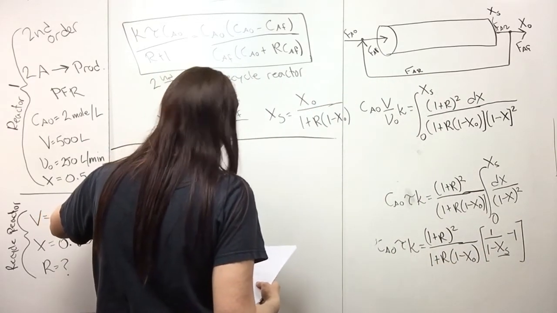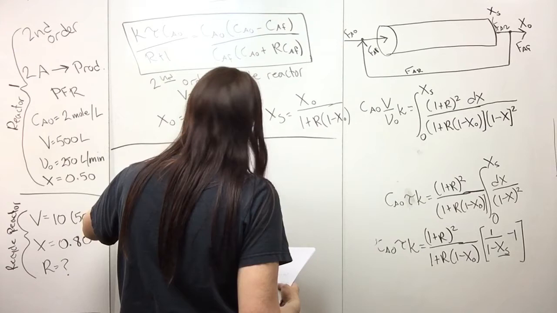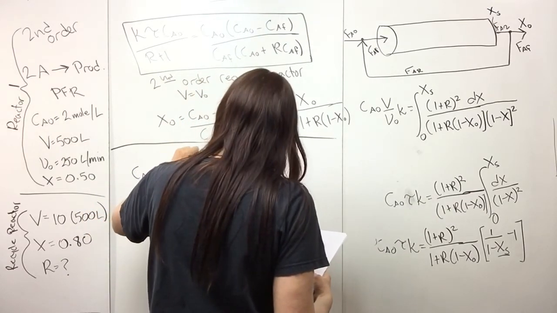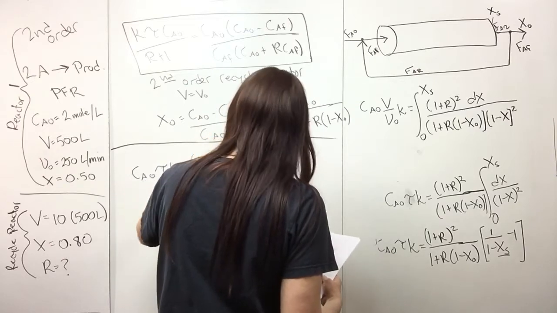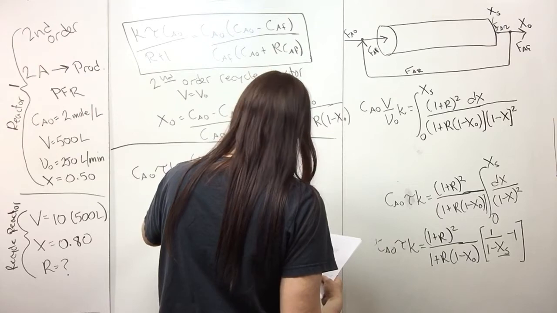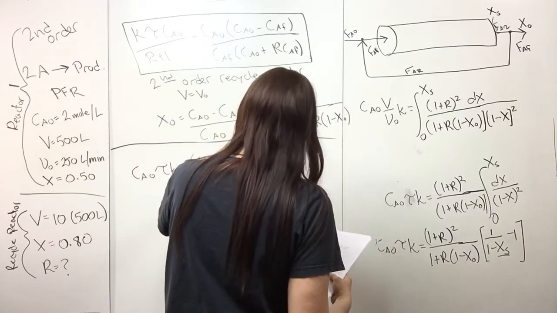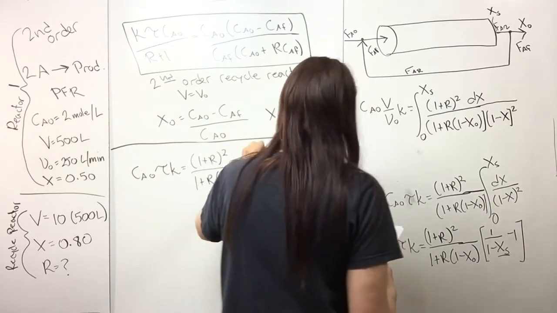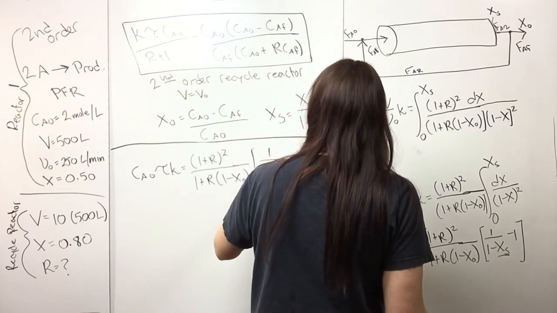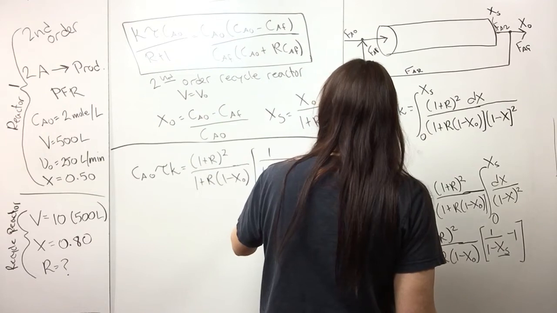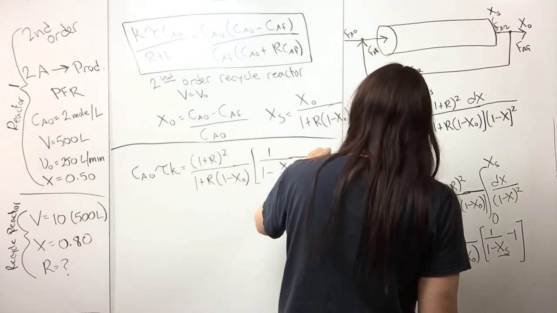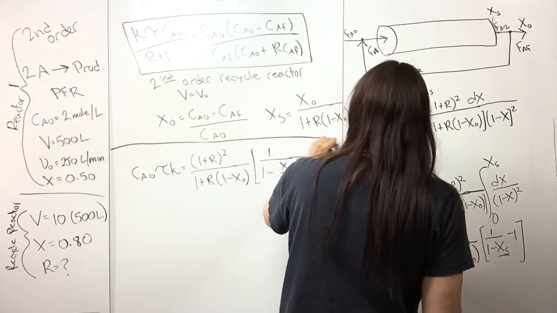So if I plug that into here, I get C A naught tau k is equal to (1 plus R) squared over 1 plus R, times 1 minus X naught over 1 minus X naught times (1 plus R) times (1 minus X naught), and then this is all minus 1.